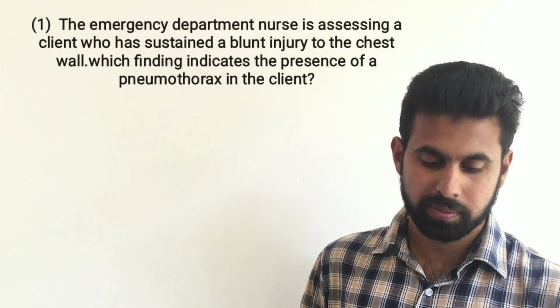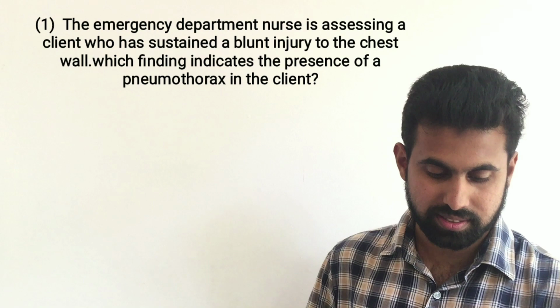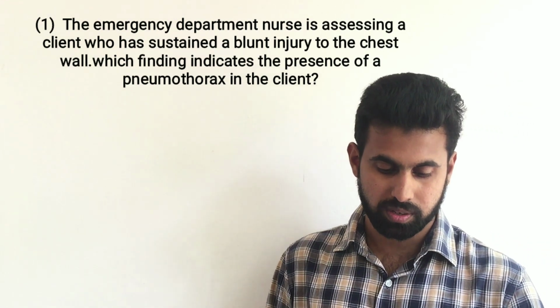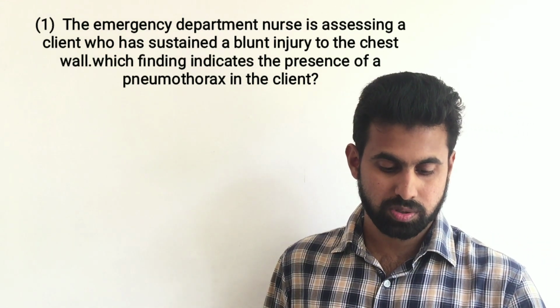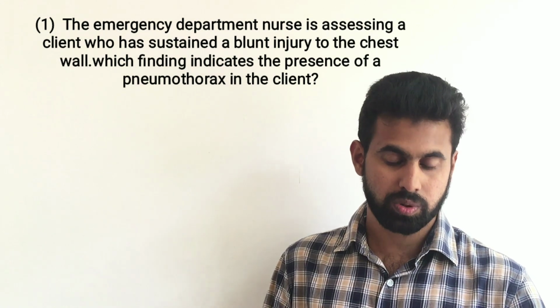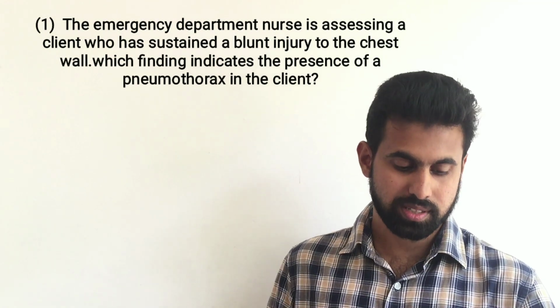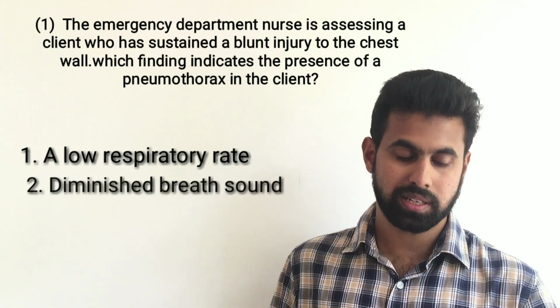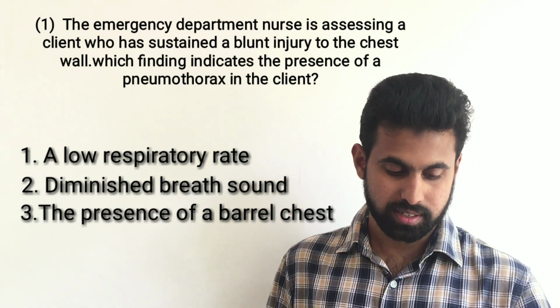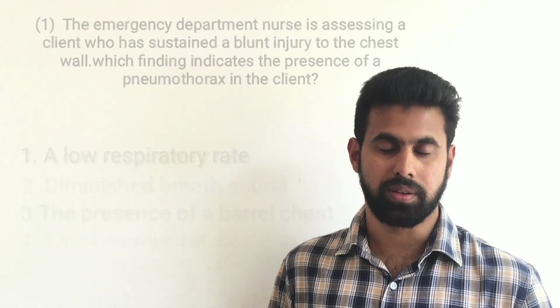So in this video, we'll discuss one topic and one question within 5 minutes. Okay, so we can go to the respiratory system and we can see the first question. I'll just read the question, just listen. The emergency department nurse is assessing a client who has a sustained blunt injury to the chest wall. Which finding indicates the presence of a pneumothorax in this client? So here the question is the signs of pneumothorax. The options are a low respiratory rate, diminished breath sounds, presence of a barrel chest, and a sucking sound at the site of injury.